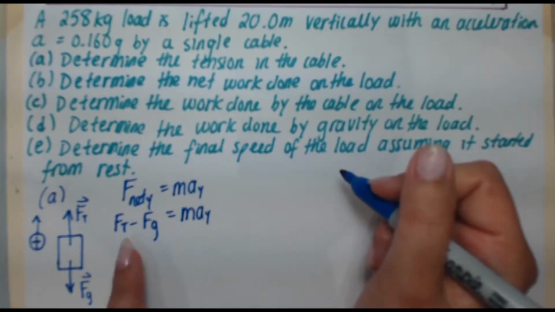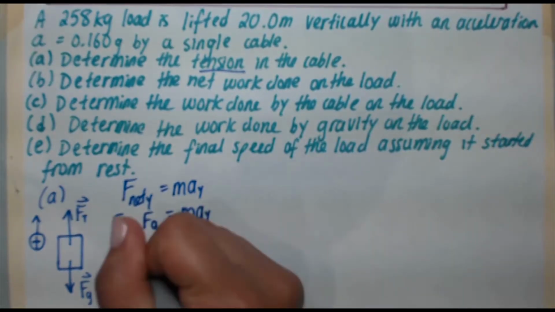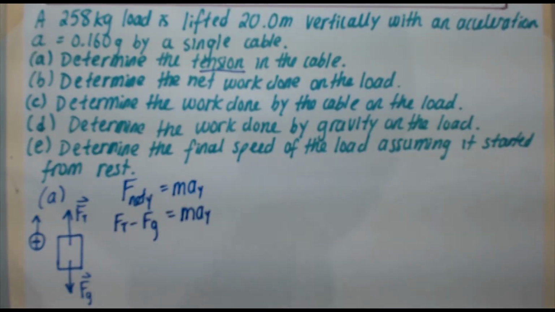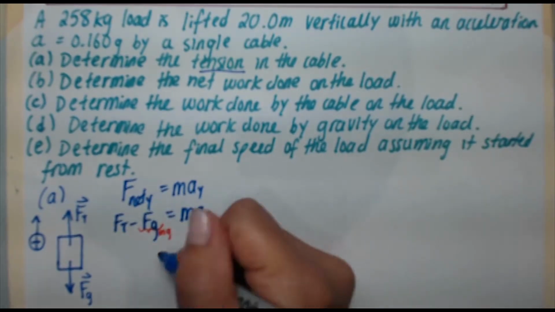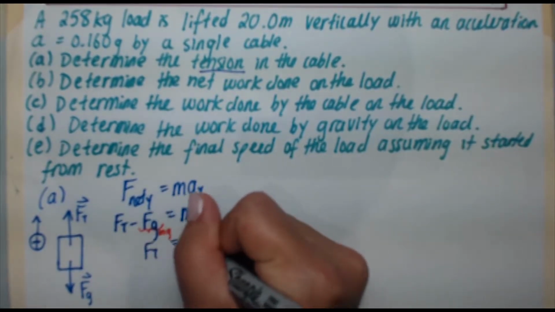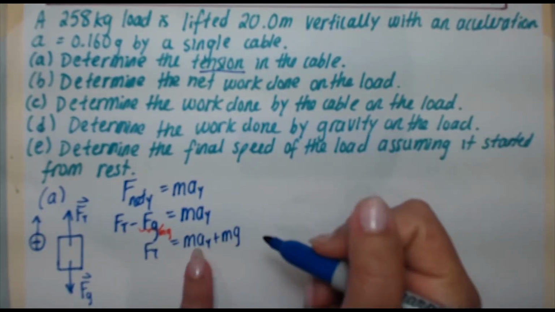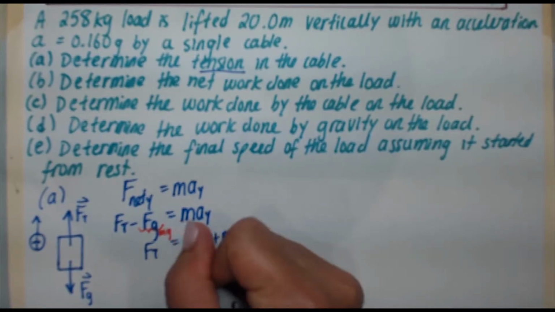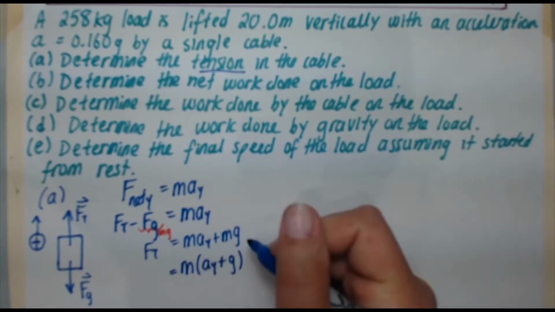Since I'm trying to find tension, I'm going to isolate for F_T, add F_G to both sides. I'm going to skip a step here and replace F_G with mg. Then you get F_T equals m a_y plus mg. Factor out the mass now, so you get m times (a_y plus g). Now plug in your numbers.